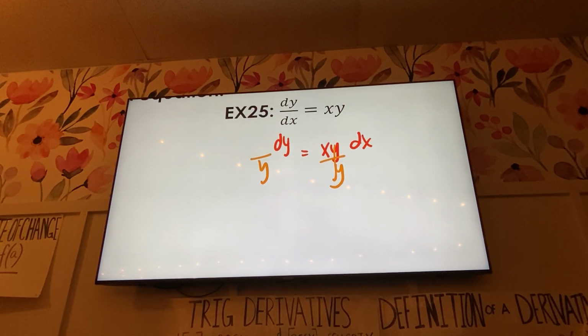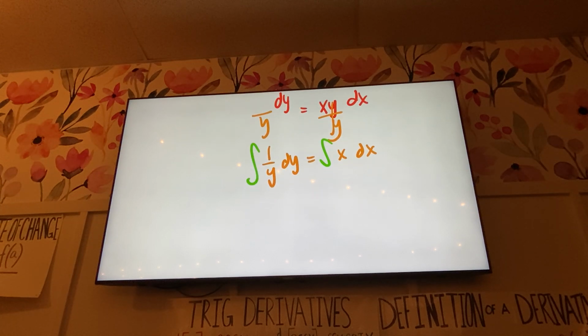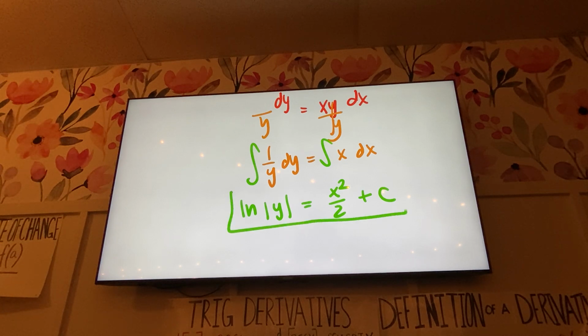Now this guy I'm going to leave as 1 over y, because what do I know the integral of 1 over y is? ln. Yep. So when you integrate, the integral of 1 over y is going to be ln, absolute value of y. What's the integral of x? X squared over 2. And then you have your plus c. So this is your solution.